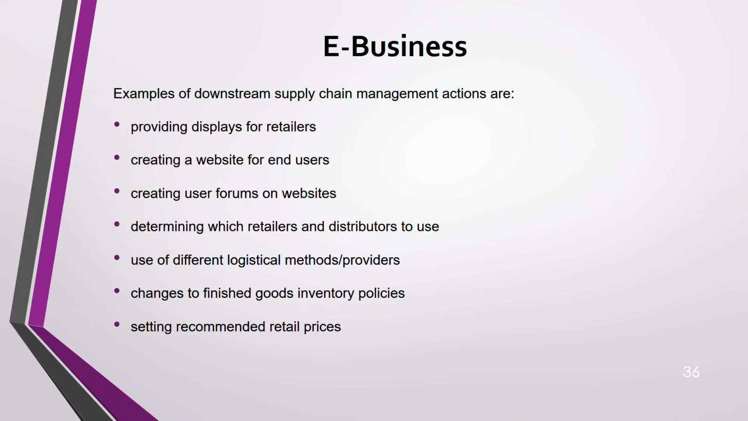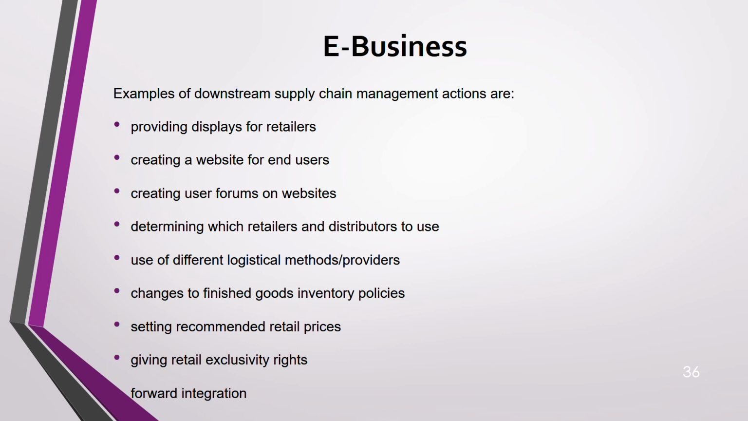Then setting recommended retail prices, giving retail exclusivity rights, and forward integration, where you integrate with the customer. So these are the examples of downstream supply chain management actions.